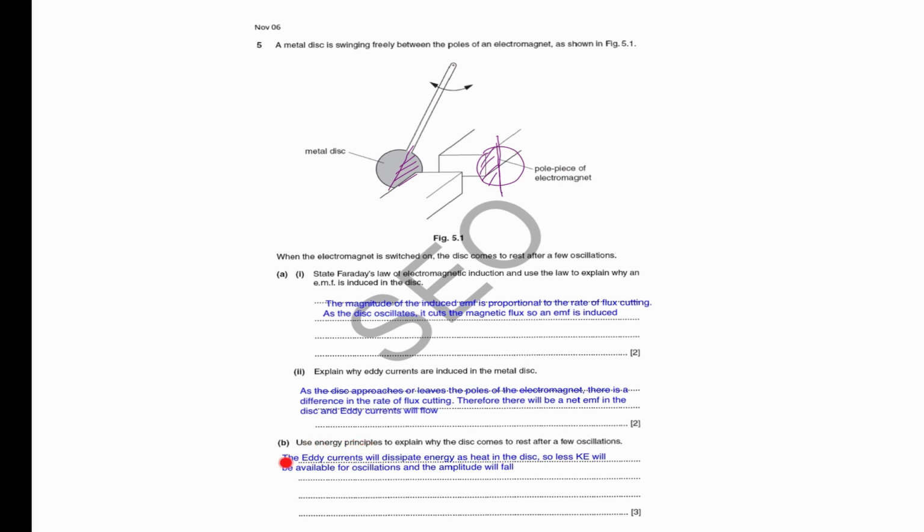So we talk about the eddy currents here. The eddy currents will dissipate energy as heat in the disc. So less KE will be available for oscillations and the amplitude will fall. Now what it means here is when the disc is moving, it has kinetic energy. Due to the cutting of flux, this KE becomes electrical. Then the electrical energy is in the form of eddy current, and the eddy current dissipates energy as heat. So the KE drops. That's why it slows down and finally stops.